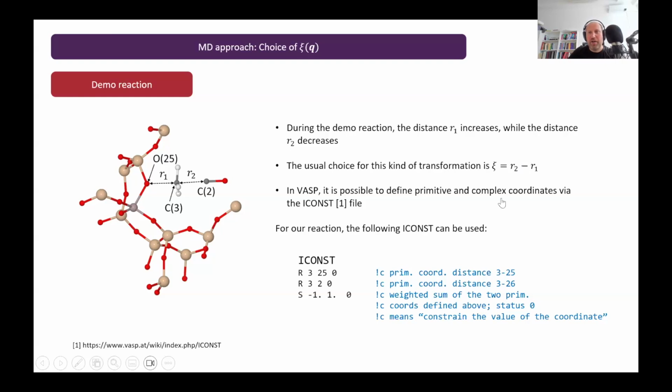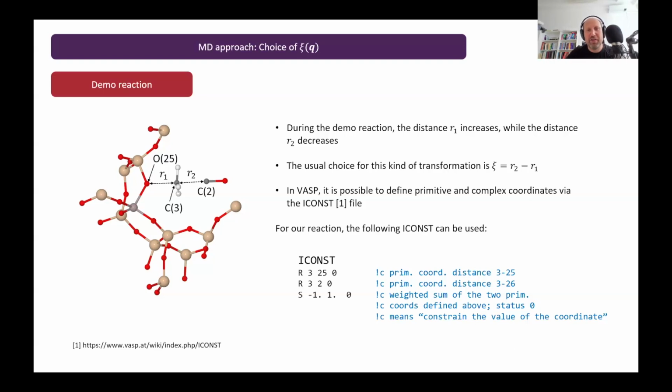So this is this number. And the other primitive coordinate is 2. The weight associated with it is +1. So that's why I have +1 here. And the last number, again, is the status by which we tell VASP what to do with the coordinate. And the 0 is the code for constraining the value of the coordinate. The constraint itself could be time dependent. Nevertheless, 0 means we are constraining it.